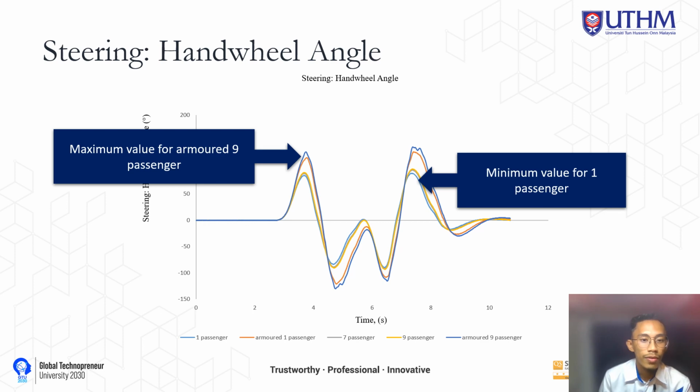Based on the graph, the armored vehicle with 9 passengers produces the highest value of steering angle during the double lane change test, while the non-armored one-passenger vehicle produces the minimum value of steering hand wheel angle.